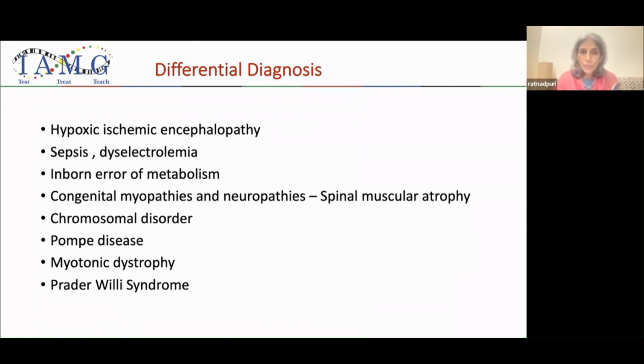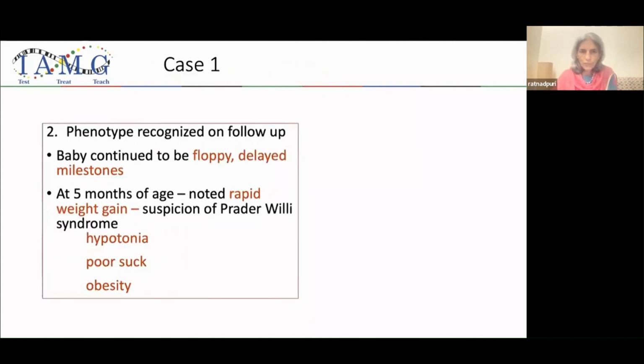So a host of differential diagnoses were maintained, hypoxic ischemic encephalopathy, but there was nothing in the settings to suggest that the child could have had this. Sepsis, dyselectrolytemia, and inborn errors of metabolism were excluded by investigations. Then congenital myopathies and neuropathies were considered, especially spinal muscular atrophy. Chromosomal disorders were also considered, but there was no major dysmorphism. Pompe disease was entertained because of the hypotonia, but there was no cardiomyopathy. Myotonic dystrophy was also kept in mind, and Prader-Willi syndrome was another differential diagnosis.